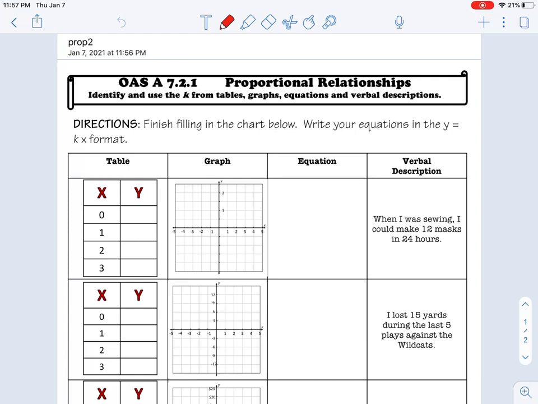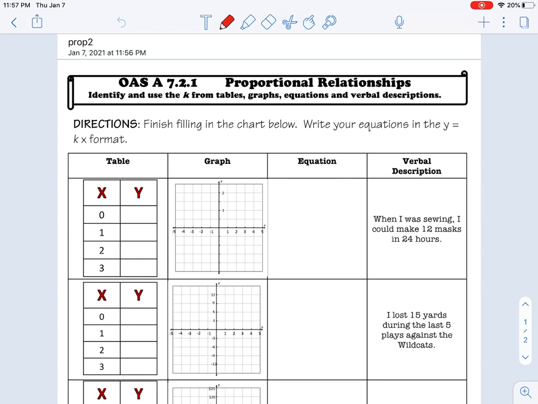We've already looked at tables, graphs, equations, and verbal descriptions. The key here is you need to find the unit rate, the constant change, the constant proportionality. That's all three the same things.